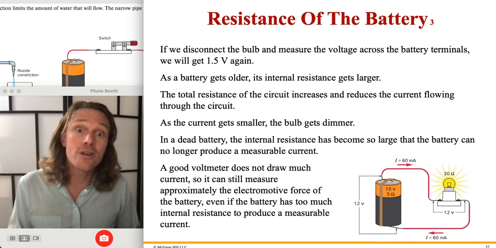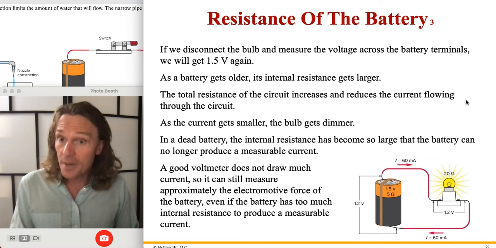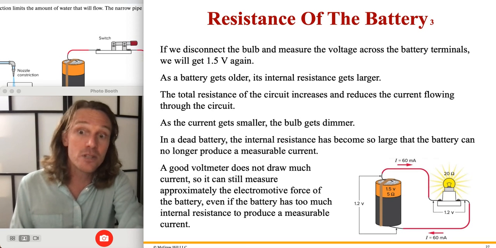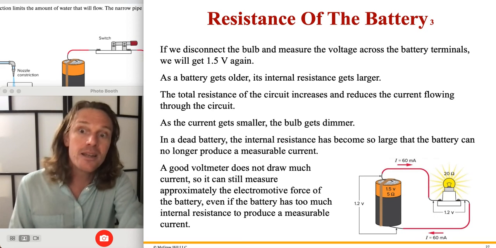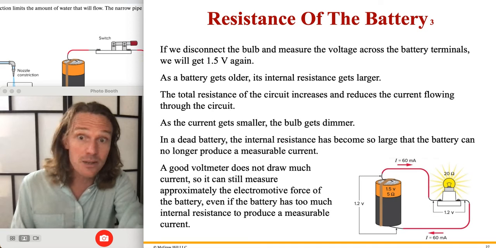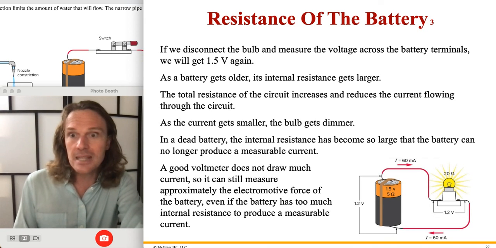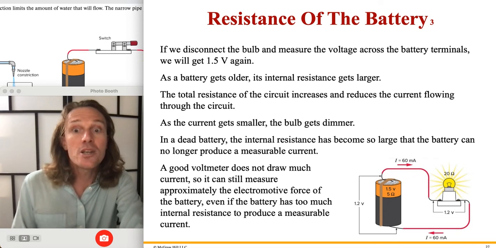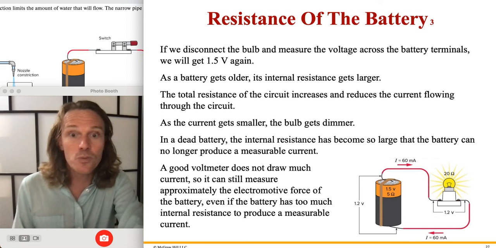As the battery gets older, however, its internal resistance gets much larger. The total resistance of the circuit increases and reduces the current flowing. That's going to cause things to be less bright. So that's that characteristic behavior of devices that run on batteries as the battery gets near the end of its functional period, right? Things don't work right because everything's running on less current than it was designed for, okay? So the bulb gets dimmer, right? And things like that, more complicated circuits or things that make sound, right, start behaving very strangely. So in a dead battery, the internal resistance has become so large that the battery can no longer produce a measurable current, right? Still might be some current, but not enough to run anything.